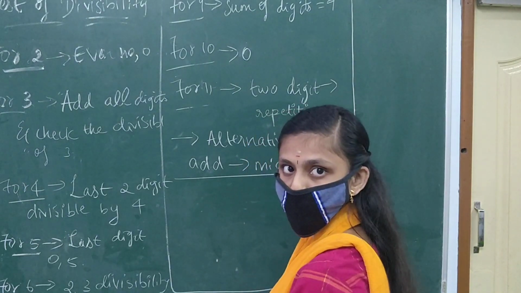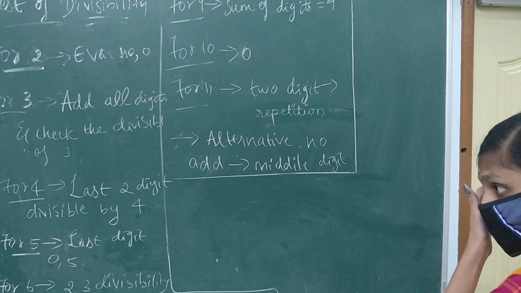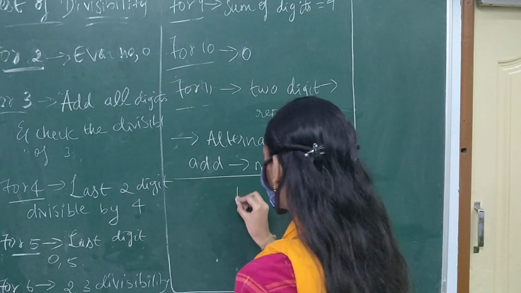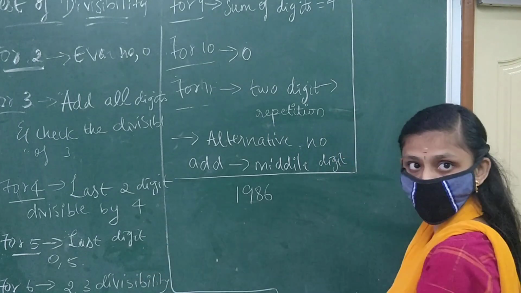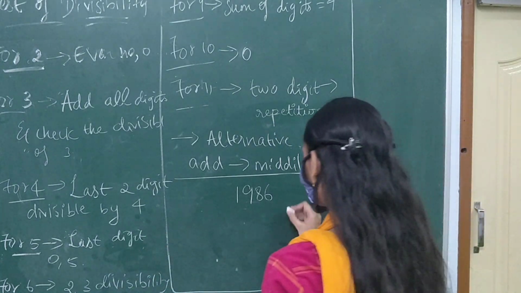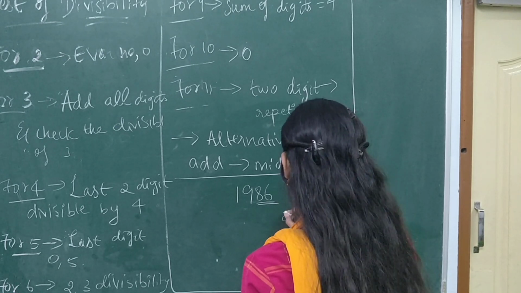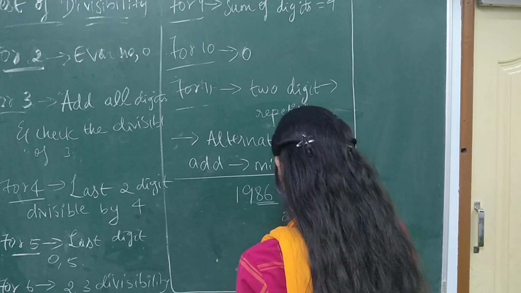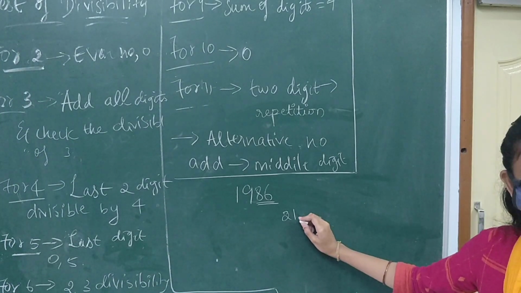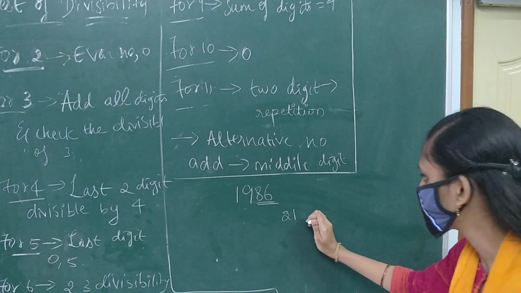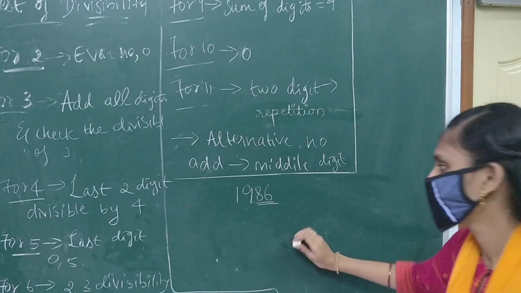With the help of this, you can check the leap year. For example, can you check whether 1986 is a leap year or not? For that we use divisibility by 4. Take the last 2 digits, 86. It is not divisible by 4. Then which will be the closest number divisible by 4? 1984.